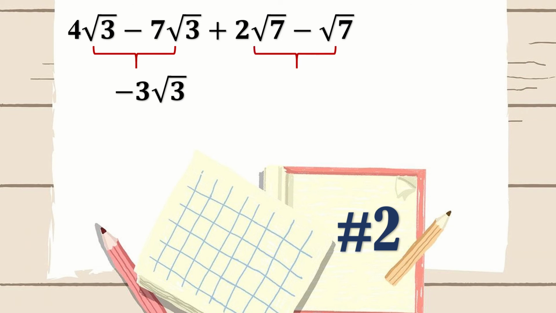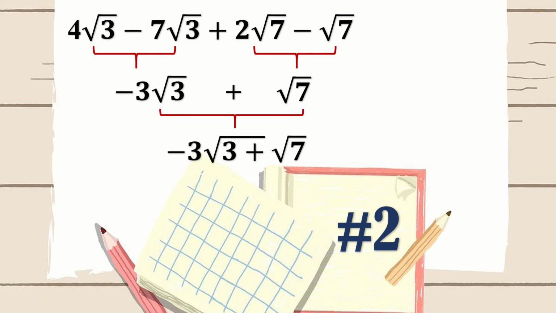Then, we have 2 square root of 7 minus square root of 7. Since they have the same radicand, let's subtract. That will be 2 minus 1. So it will be square root of 7. Since square root of 3 and square root of 7 are not the same, we cannot combine them. So for that, the final answer will be negative 3 square root of 3 plus square root of 7.